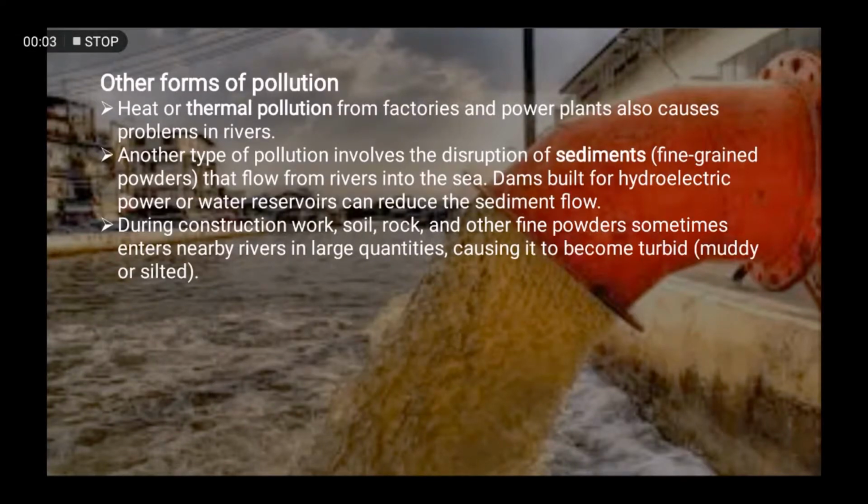Another type of pollution involves the disruption of sediments, or fine-grained powders that flow from rivers into the sea. Dams built for hydroelectric power or water reservoirs can reduce the sediment flow. During construction work, soil, rock, and other fine powders sometimes enter nearby rivers in large quantities, causing them to become turbid. Effects of water pollution.